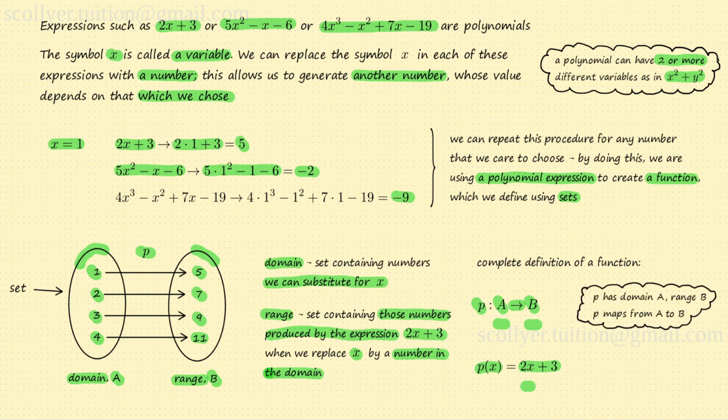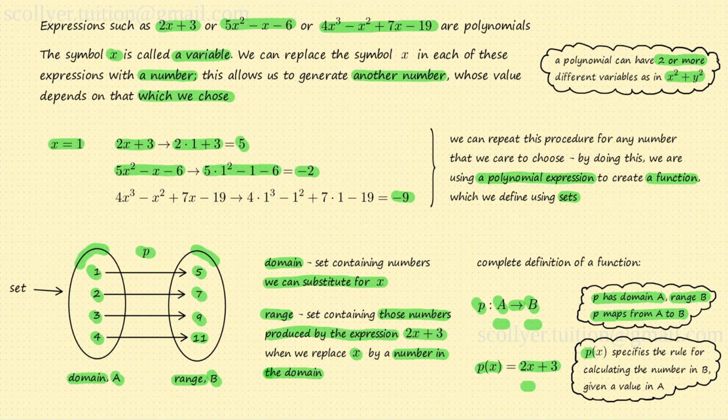We can read this notation as p has domain A and range B, or more briefly as p maps from A to B. And of course this notation p of x, which you will already be familiar with, specifies the rule by which we calculate a number in the range set B given a value in the domain set A.